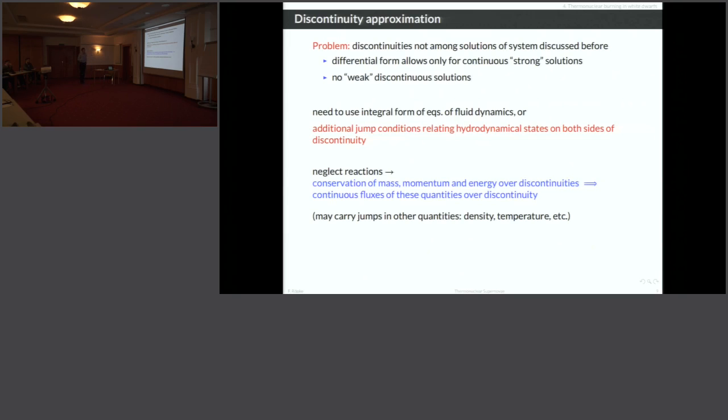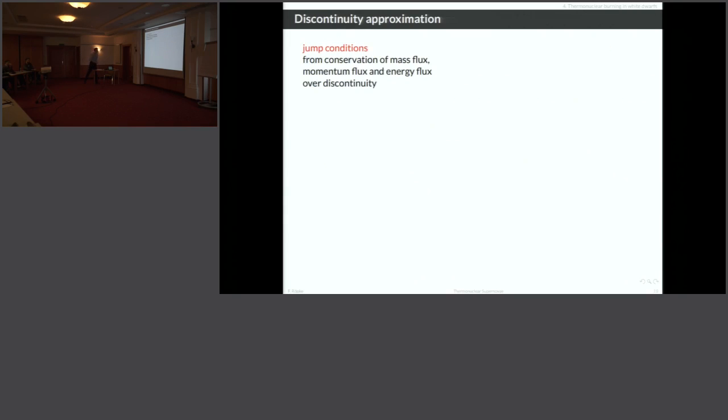And this gives rise to the jump conditions over fronts. So from the conservation of mass flux, momentum flux, and energy flux over the discontinuity, one can derive these jump conditions.